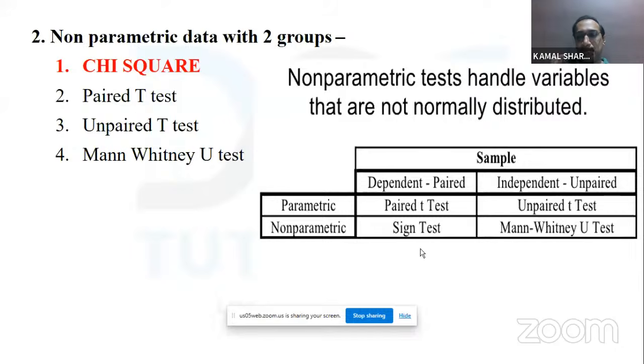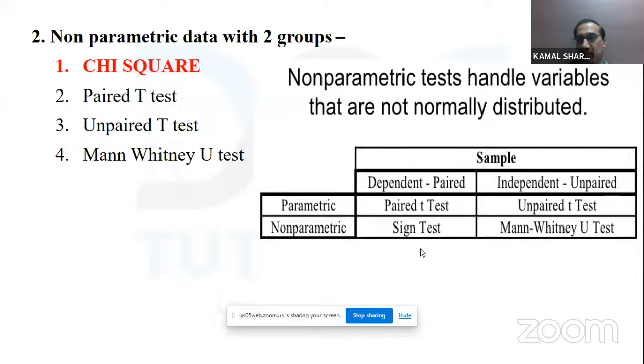So if you're dealing with dependent, paired, parametric, you do a paired t-test. That's why dependent or paired is parametric. That's how you remember. And if it's unpaired, you do an unpaired t-test. Non-parametric, dependent, paired, you do the sign test.